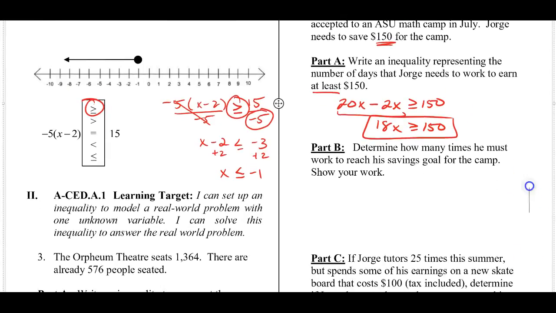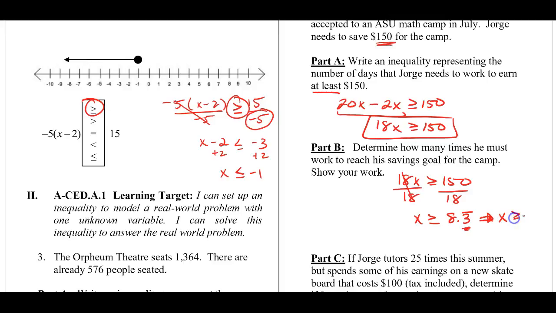Part B, determine how many times he must work to reach his savings goal. We're going to solve that for x. So 18x is greater than or equal to 150. Divide by 18. So x is greater than or equal to 150 divided by 18, which is 8.3 repeating. But we can't work a third of a day. So if he works 8 days, that's not going to be enough because it has to be greater than 8.3. So we're going to round that up: x has to be greater than or equal to 9 days.